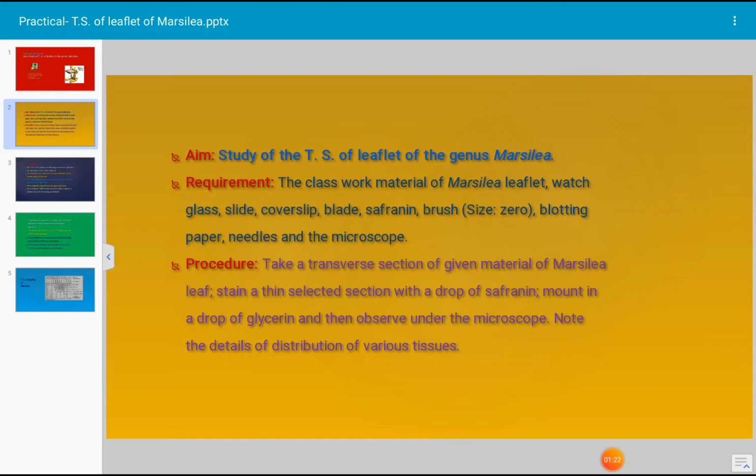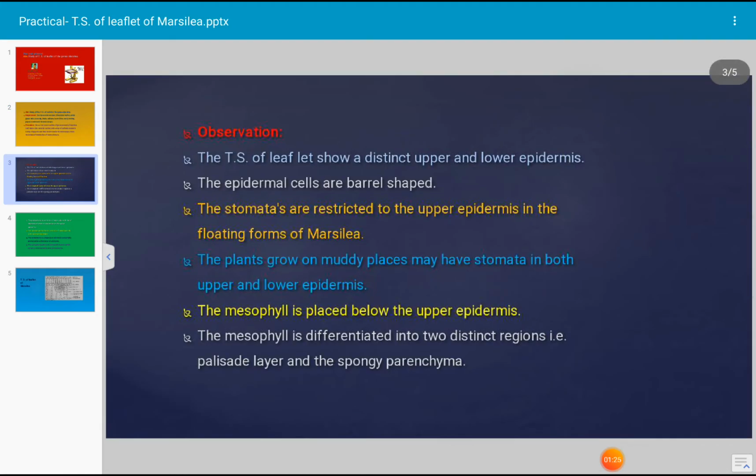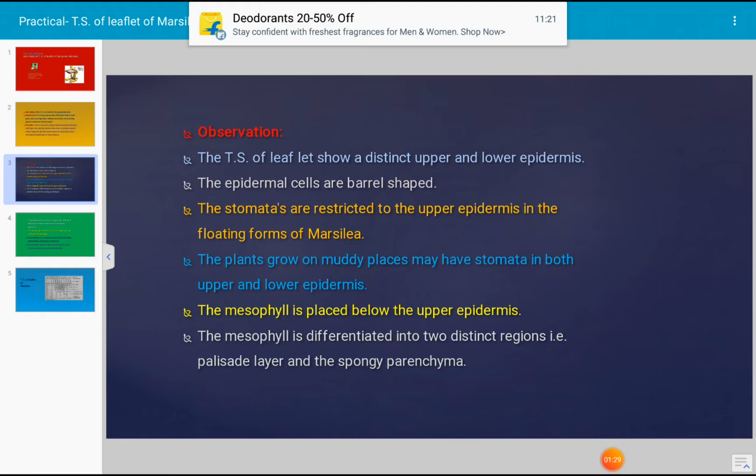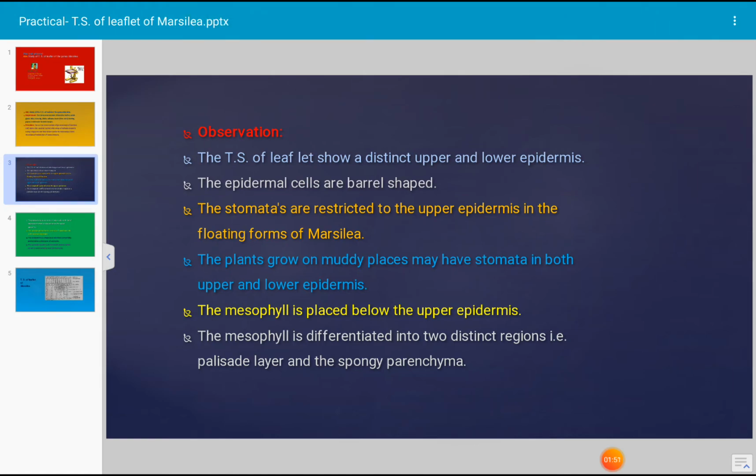Let us see what we can see. The transverse section of the leaflet shows distinct upper and lower epidermis. The epidermal cells are barrel shaped. They are very compactly arranged. There are no intercellular spaces. The stomata, which are natural openings, are restricted to the upper epidermis in the floating form of Marsilea. Plants that grow on muddy places may have stomata in both upper and lower epidermis.